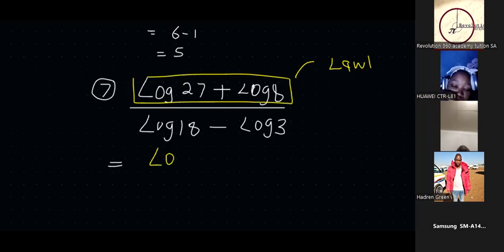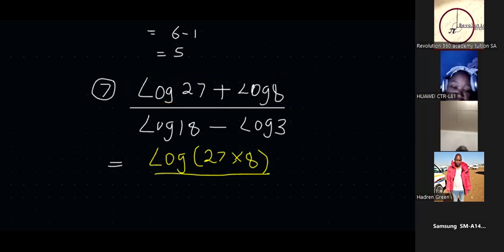So if you're using law number 1, that will be log 27. Multiply by 8. And then you say divide by. When you look at this one on the denominator side, who can tell me what law is that? That should be law number 2. So if you are struggling with this, guys, let me show you.